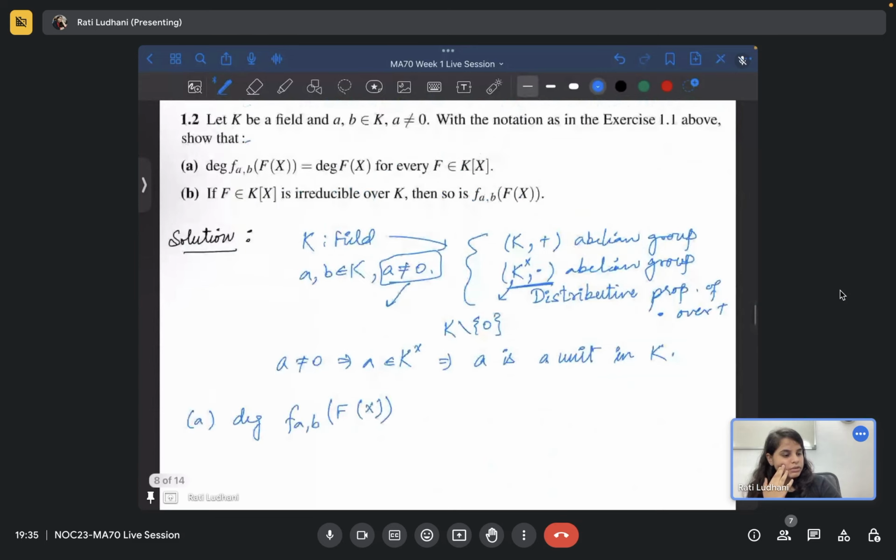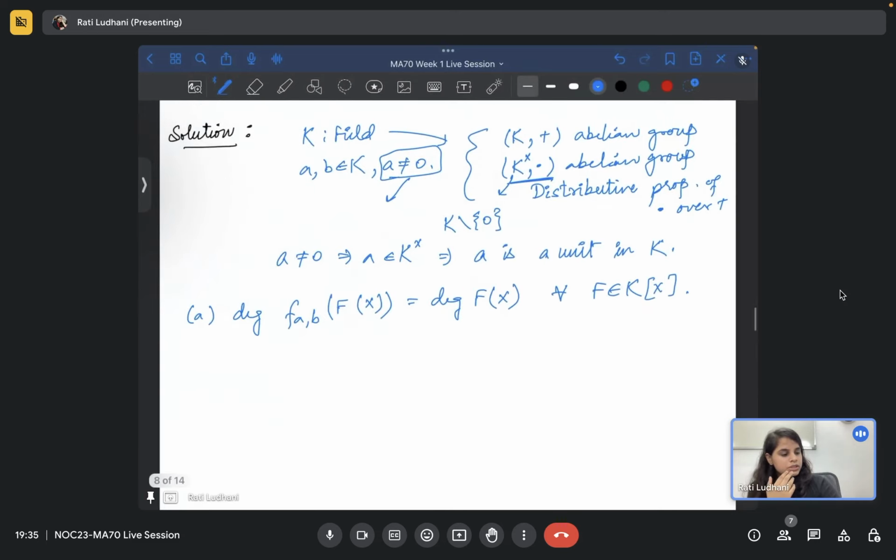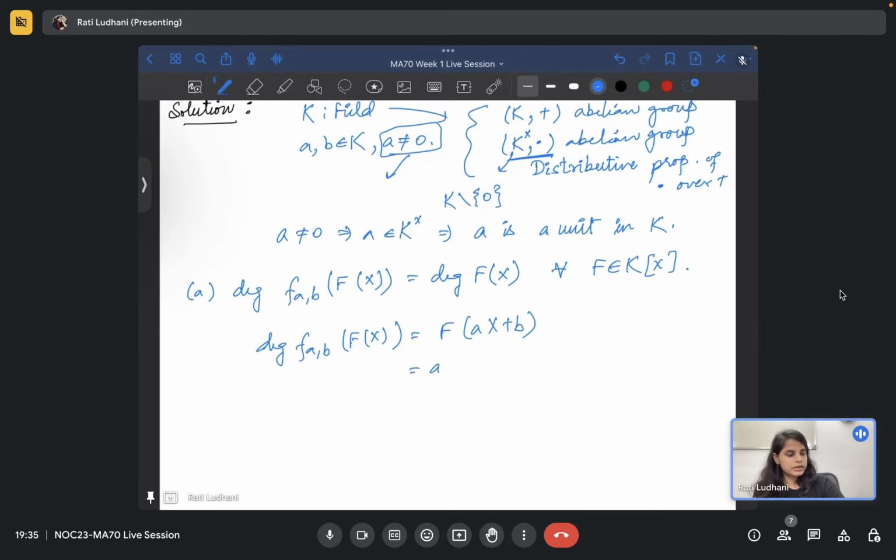Degree of F_{a,b}(f(x)) is equal to degree of f(x) for every f belonging to k[x]. You need to prove this. So what does this mean, degree of F_{a,b}(f(x))? Firstly I can write this as f(ax+b), and then the earlier argument of injectivity will work again, I think. So f(x) = a_0 + ... + a_n x^n, and (ax+b) raised to power n, and a_n is not equal to 0.